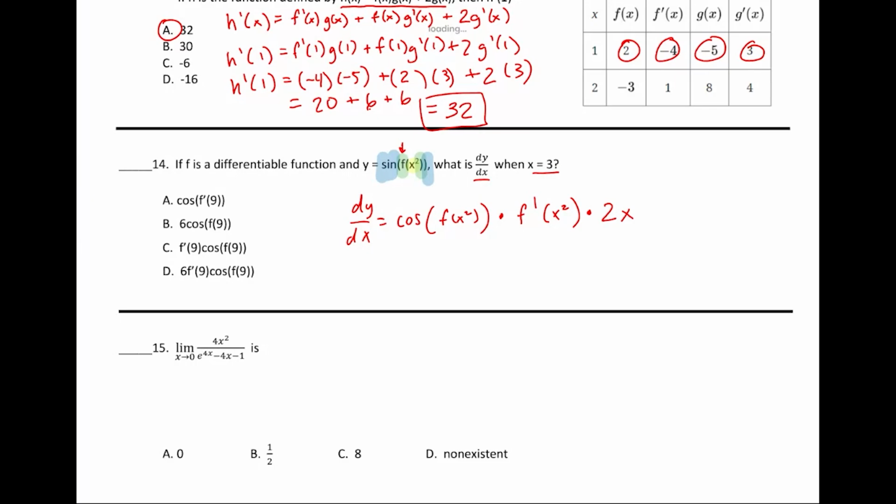Now, if we want to evaluate this when x is 3, we're going to plug in 3 everywhere we see x. So we've got cosine of f of 3 squared, which is f of 9, times f prime of 3 squared, which is 9, times 2 times 3, which is 6. So that's our answer. Looking at these answer choices, they're not written exactly the same way, but since multiplication is commutative, you can change the order of these three factors any way you please. So we're just really looking for those three factors. I think it's D, but let me double check. We got the 6, the f prime 9, and the cosine of f of 9. So yeah, our answer is D.